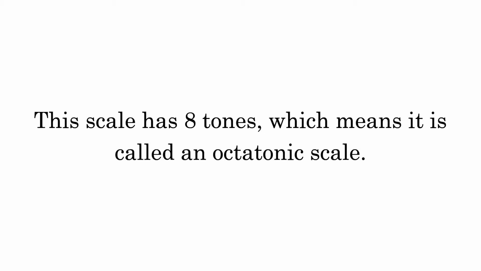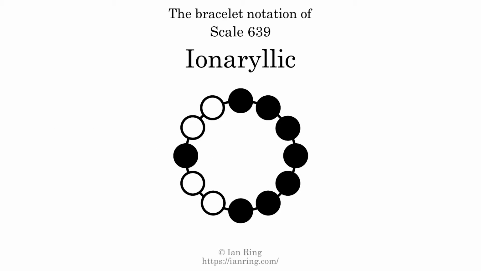This scale has 8 tones, which means it is called an octatonic scale. This is a bracelet notation diagram of scale 639. The shaded circles represent tones that appear in the scale, and they are read clockwise, starting at the top.